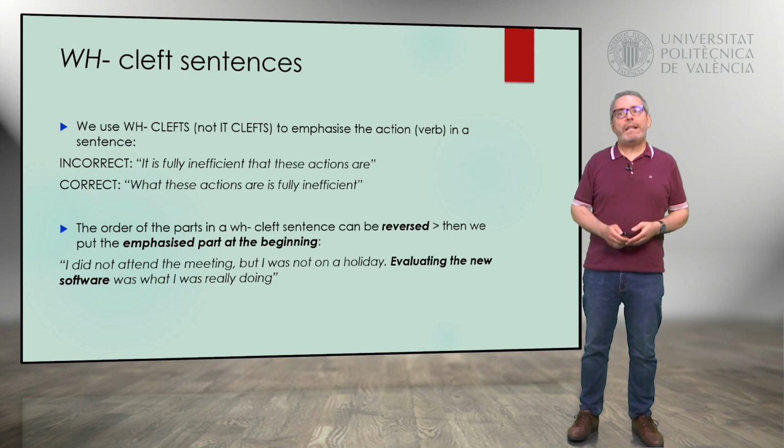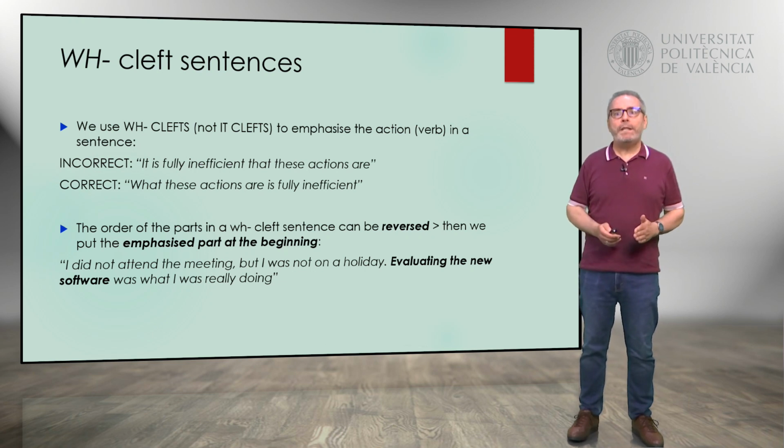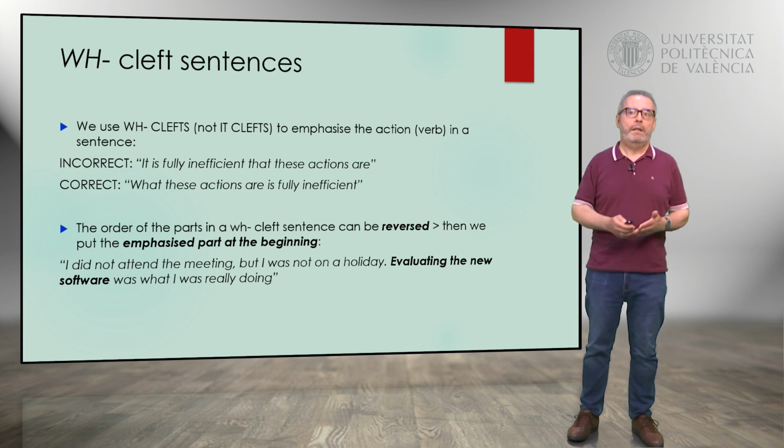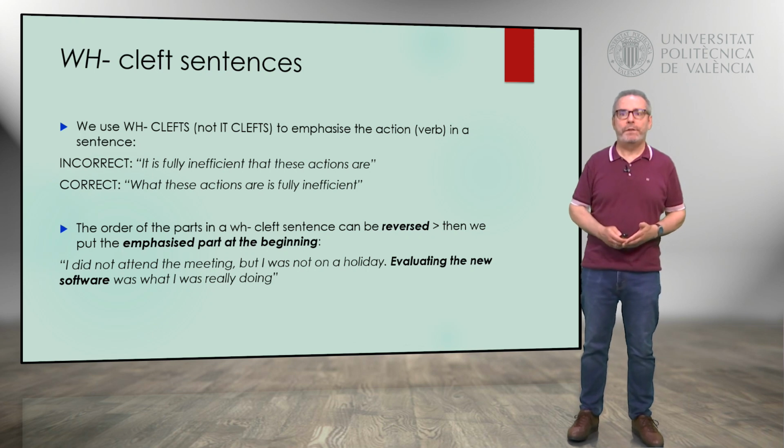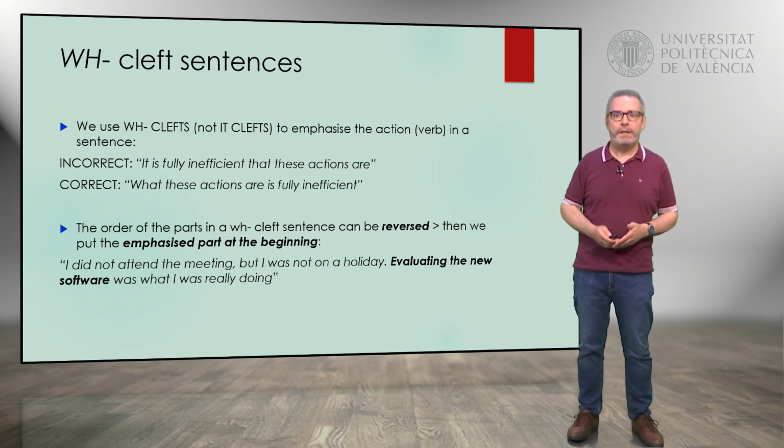We use WH cleft sentences to emphasize the action, as we said, the verb, in other words, in a sentence. For example, instead of saying it is fully inefficient that these actions are, we would say what these actions are is fully inefficient. Sometimes the order of the parts in a WH cleft sentence can be reversed. Then we have the emphasized part at the beginning of the sentence.